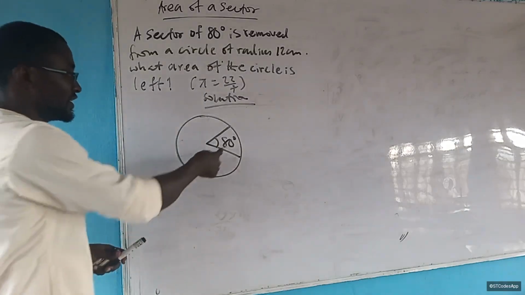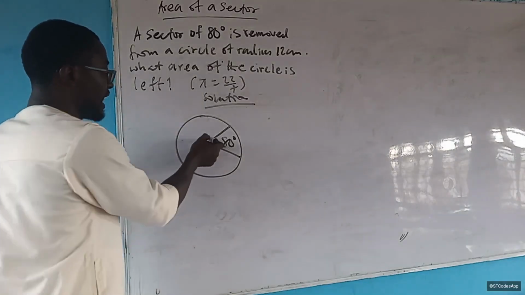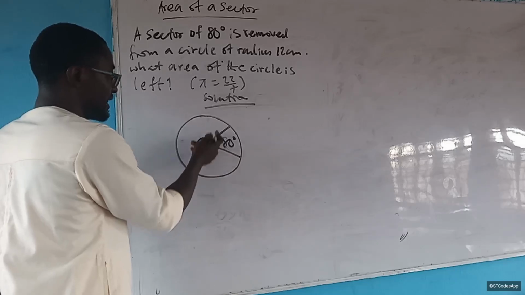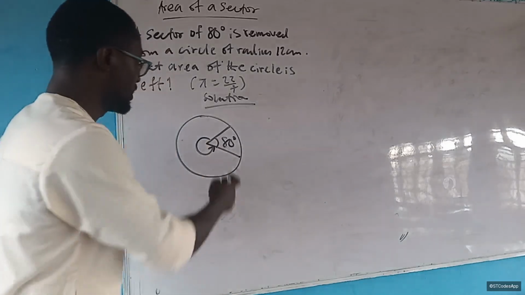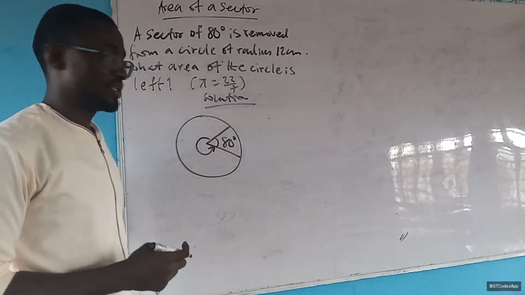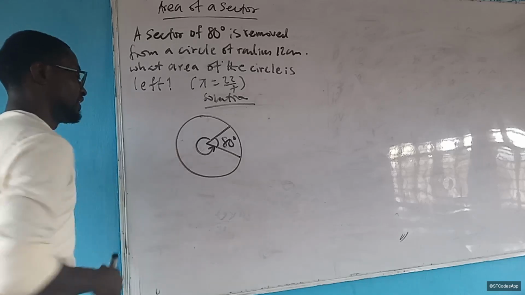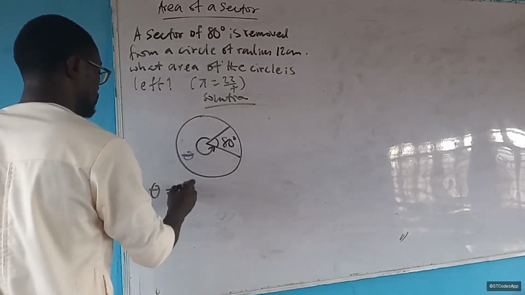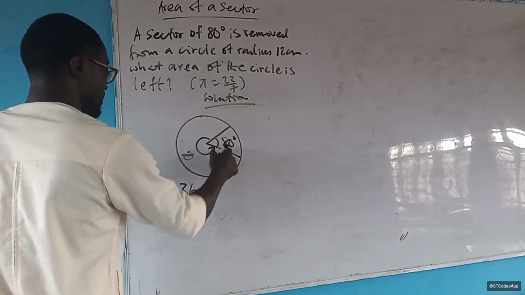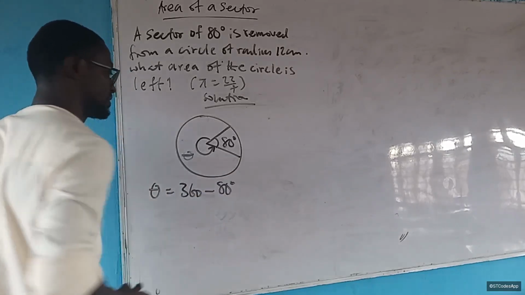Meaning that this portion is 80 degrees, now what will be the angle of this remaining part? Remember that this part is the what? Major sector, while this smaller part is the what? Minor sector, right? So what will be the angle at this very place? The angle here, which is theta. So our theta here will be equal to what? 360 degrees minus what? 80 degrees.